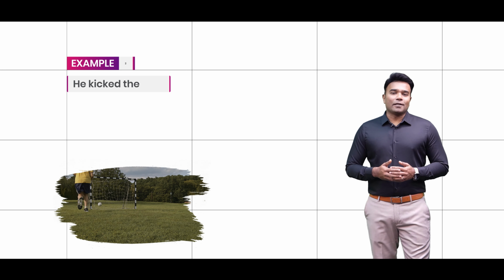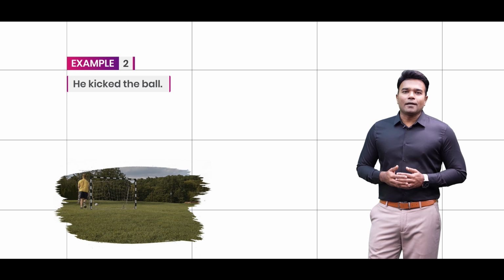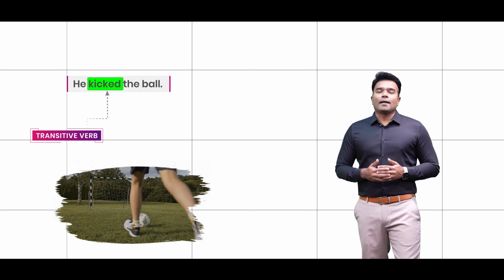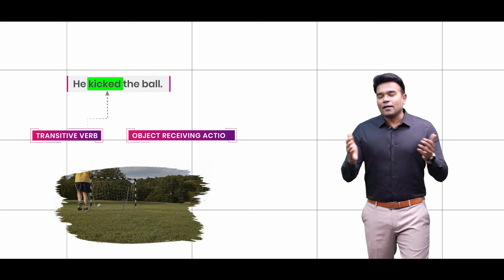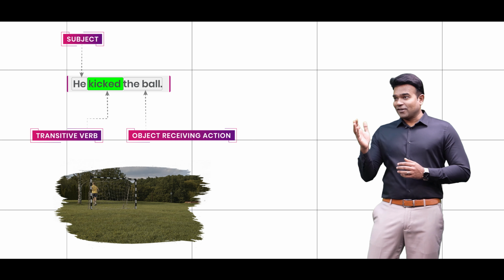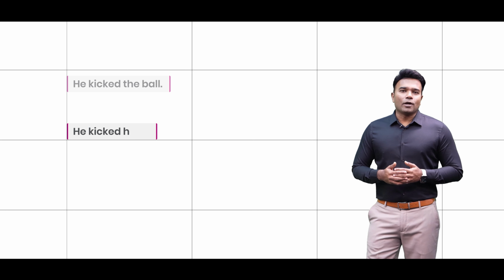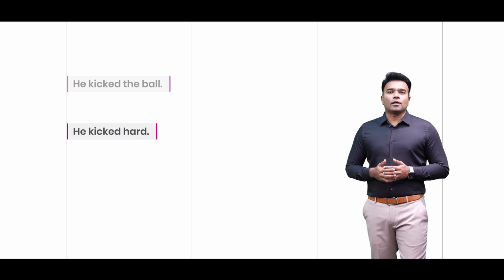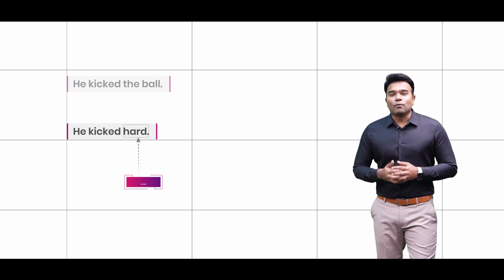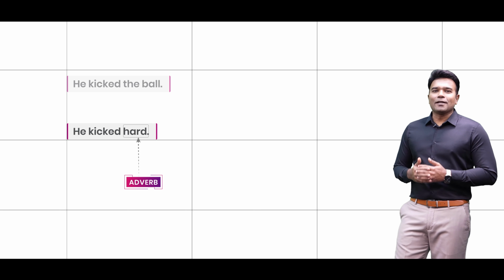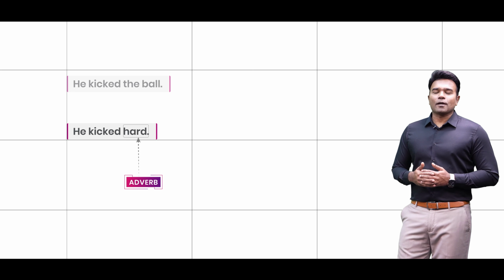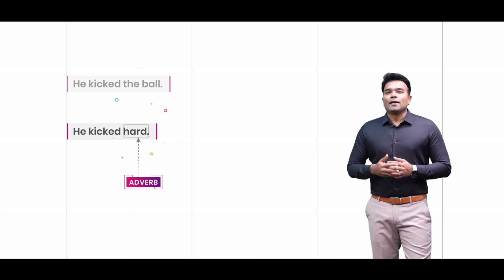Now, have a look at this example. Again, here kicked happens to be the transitive verb because the action of kicking is getting transferred into the object, which is the ball. Obviously, he happens to be the subject here. But then have a look at this sentence. Here, you can notice that there is no object at all. Obviously, hard is not an object, rather it is an adverb. Anyway, what an adverb is is something that I have already told you that you shall understand moving forward in this course. But all said and done, hard is definitely not an object.